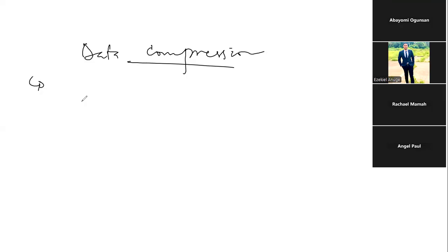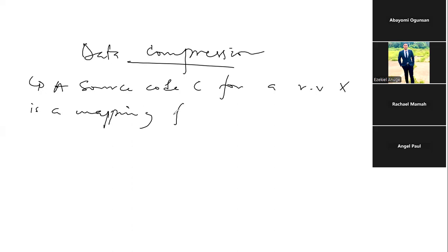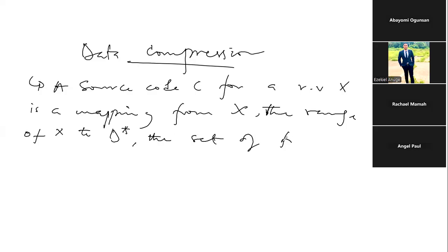Okay, so we now say that a source code C, for instance, for a random variable X, is a mapping from X, the range of X, to D*, the set of finite length strings.